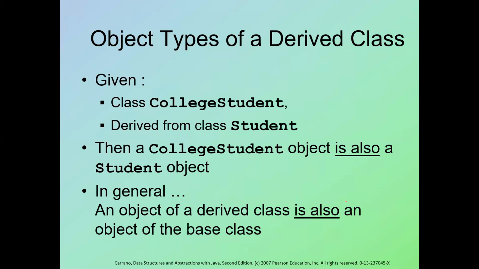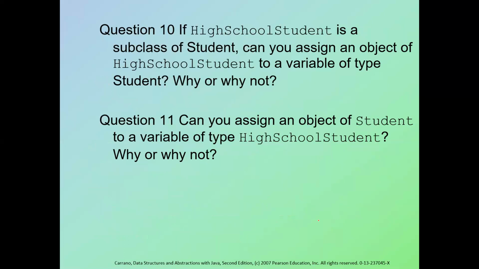So yeah, that's not hugely important. So, object types of a derived class. Given class CollegeStudent derived from a class Student, then a CollegeStudent object is also a Student object. This is actually kind of interesting too. In general, an object of a derived class is also an object of the base class. And that has implications.